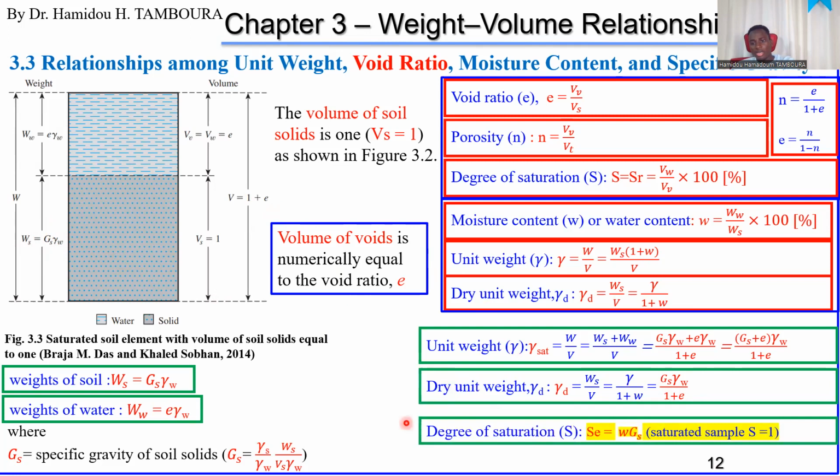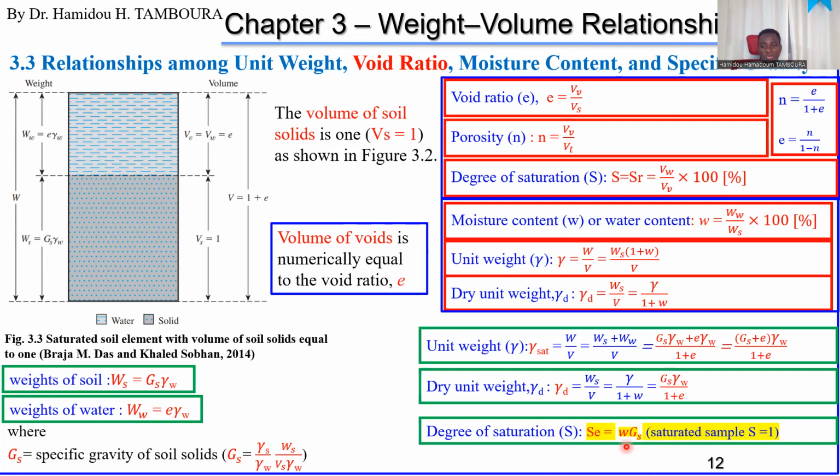Next, you remember the formula we established for degree of saturation in the previous slide. We can use that formula, and since S is 1, this formula is not from this slide, it is from the previous slide. We established this formula when the soil was not saturated. I told you that this formula is very famous in soil mechanics.